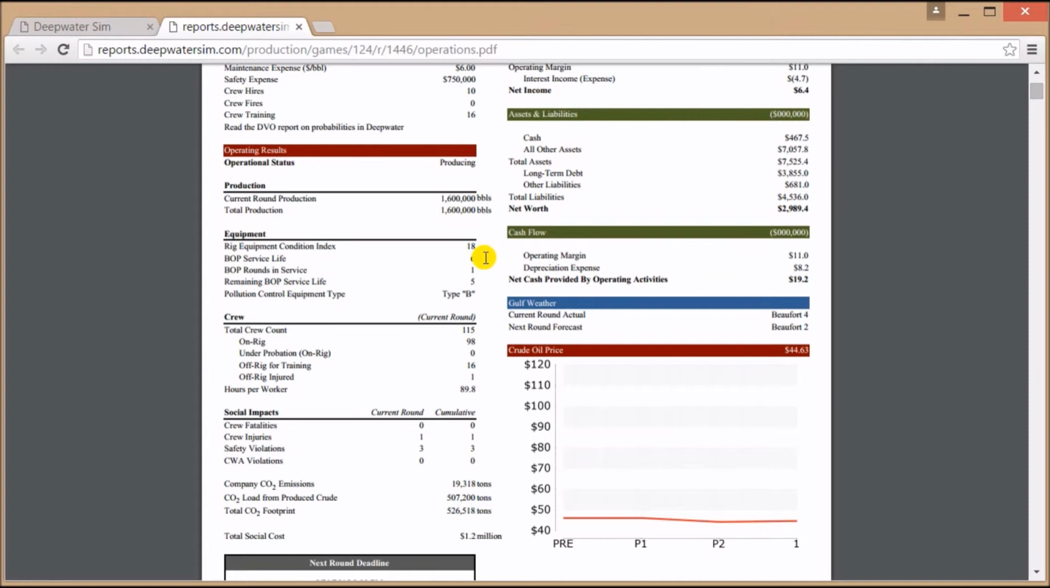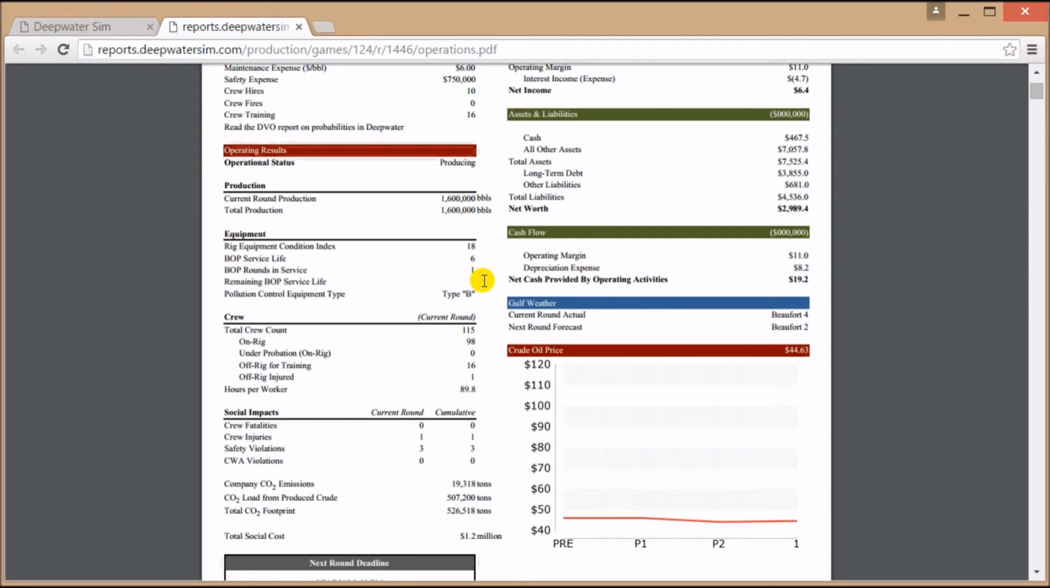The blowout preventer starts the simulation. In this case, you can change that when you configure a game, but in this case, it starts out with a service life of 6 rounds. Round 1 is completed. That means that the blowout preventer has been in service for 1 round, and that leaves 5 rounds of service left. As you get closer and closer to the end of the equipment service life, and as you go beyond the service life, the chances of the blowout preventer failing go up.